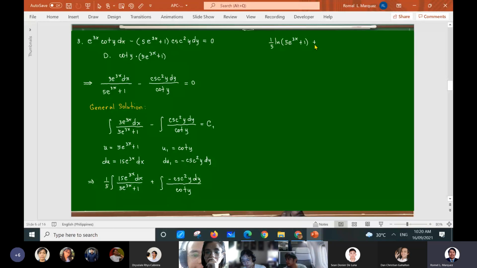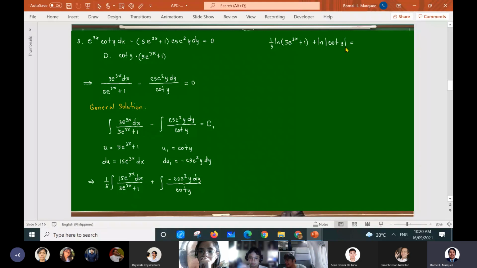Plus du over u. What is the integral of du over u? Ln of absolute value of cotangent y. We need absolute value here because cotangent y can be negative, can be positive, no? Depending on the value of y.